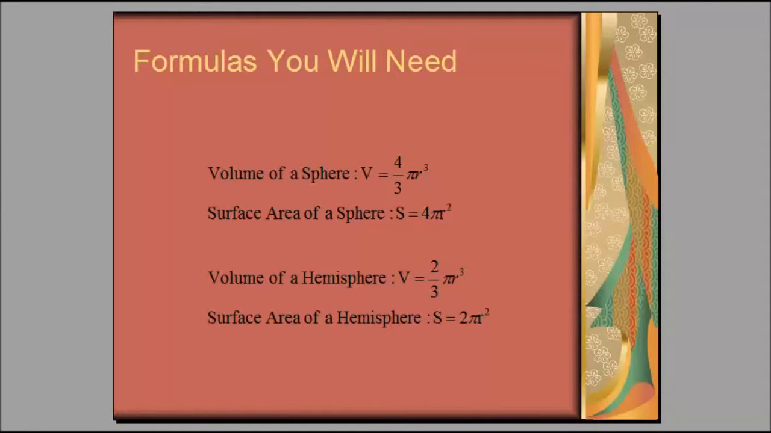Here are some formulas you will need. The volume of a sphere, V, equals 4/3 pi r cubed. The surface area of a sphere equals 4 pi r squared. The volume of a hemisphere equals 2/3 pi r cubed, while the surface area of a hemisphere equals 2 pi r squared.